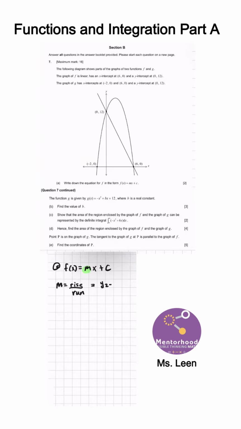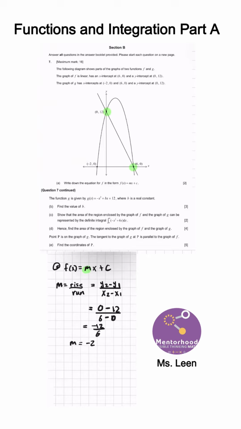And we do that by picking two points on the graph and subtracting them from each other. So y2 minus y1 over x2 minus x1. So on the graph of f, which is our linear function, we have the points (6, 0) and (0, 12). Since we always read the graph from left to right, our y2 is going to be 0 and our y1 is going to be 12. Our x2 is going to be 6 and our x1 is going to be 0. So now we have -12 over 6, which just gives us -2.